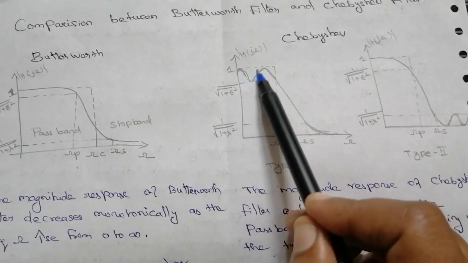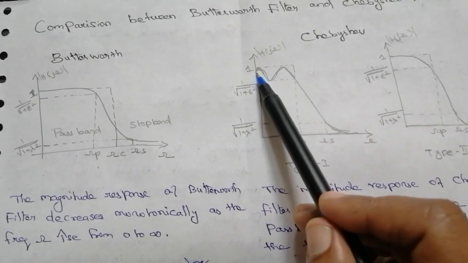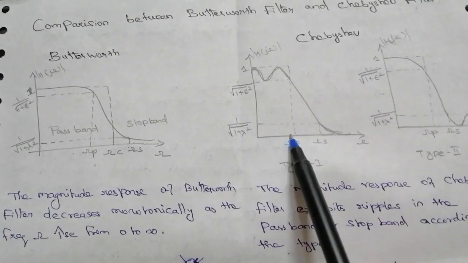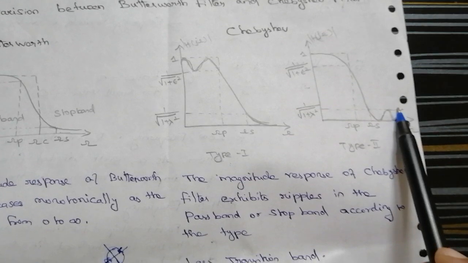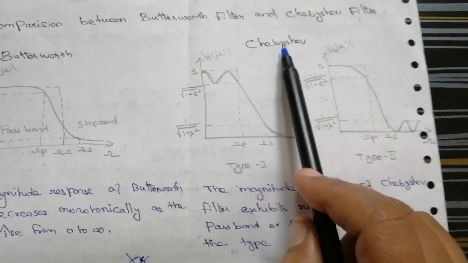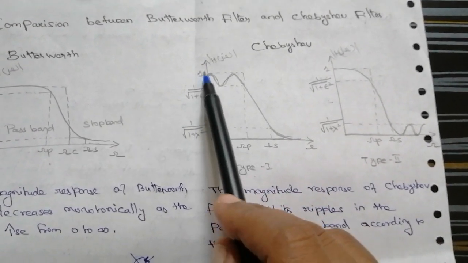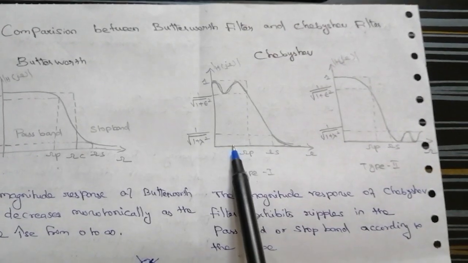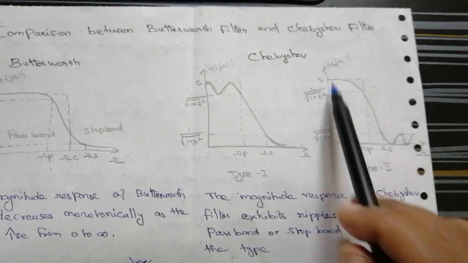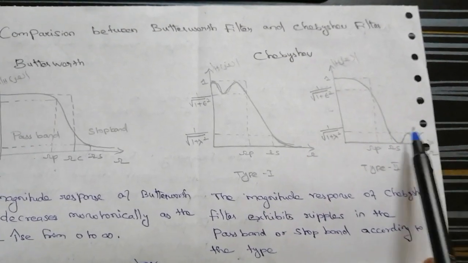So this representation is called a ripple, which means attenuations, distortions. It exhibits a ripple in the pass band or stop band, according to the type of the filter. If we consider the type 1 Chebyshev filter, the magnitude response exhibits ripples in the pass band range. If it is a type 2 filter, then the magnitude response exhibits a ripple in the stop band. Okay, this is the first point.